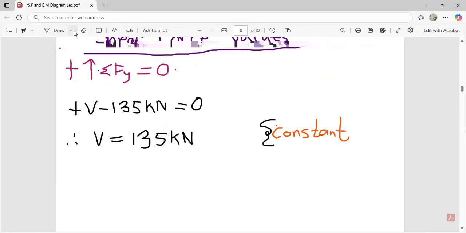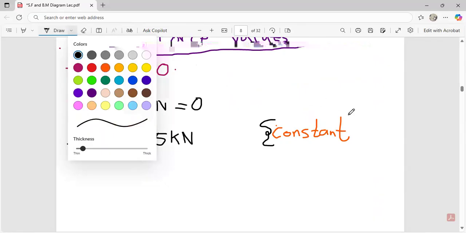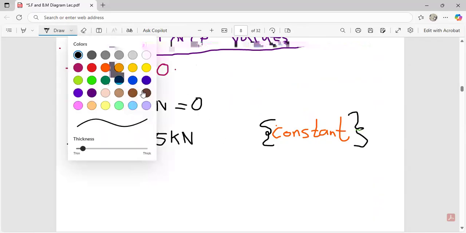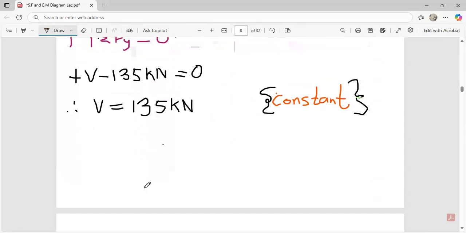So from here, what do we see? From here, the next thing I'm going to talk about is what happens at x equal to this, at x equal to that. So from here, we are going to say that at x is equal to 0, comma, vertical force at what?